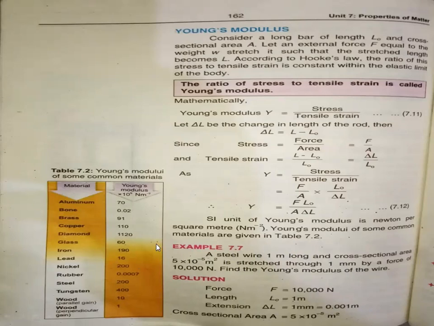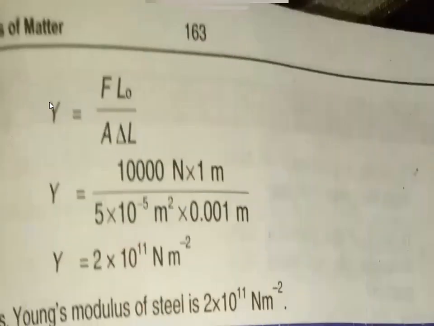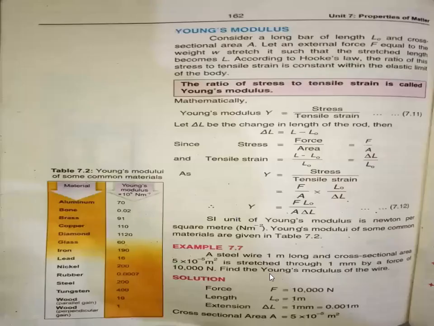So using all these values in this formula, capital Y is equal to F L naught over A delta L, use this formula to calculate the Young's modulus. The Young's modulus of steel will be 200 into 10 power 9 Newton per meter square, as you can see in the table. I use this formula: F is 10,000, L naught is 1 meter, delta L is 1 millimeter, and area is 5 into 10 power minus 5.